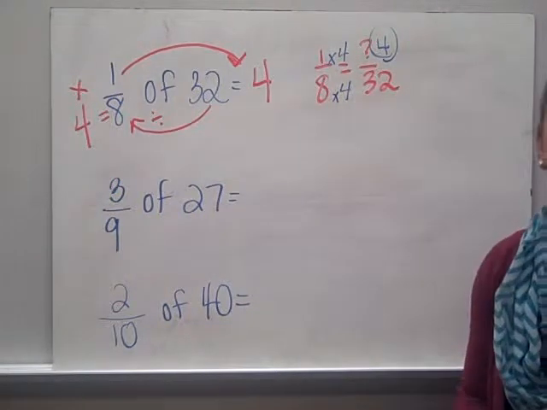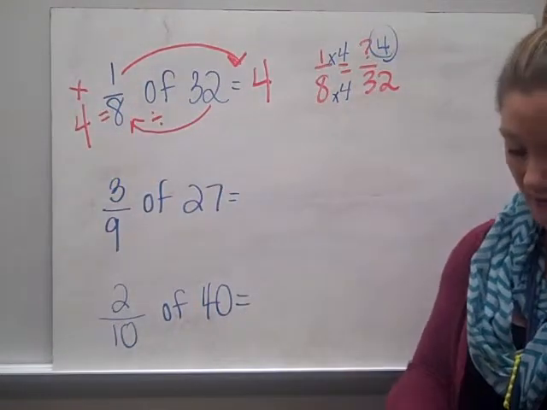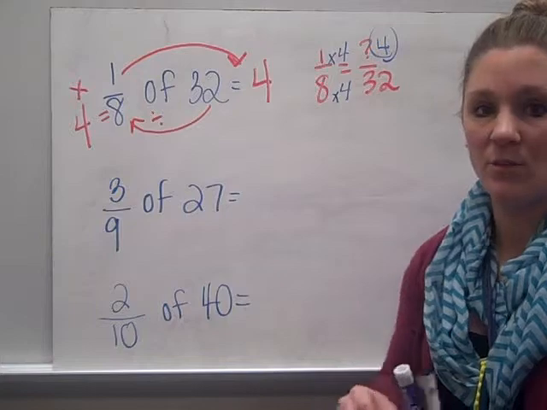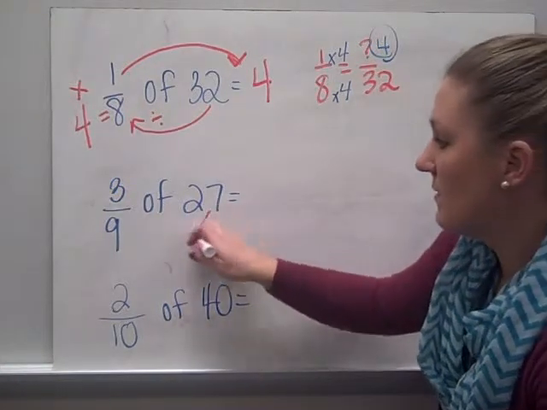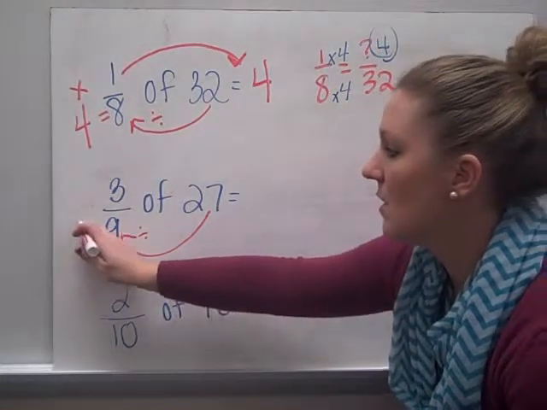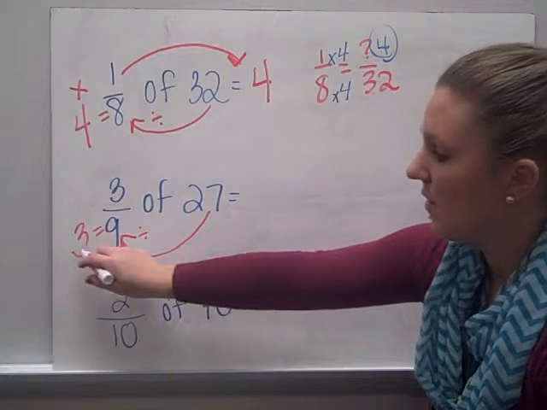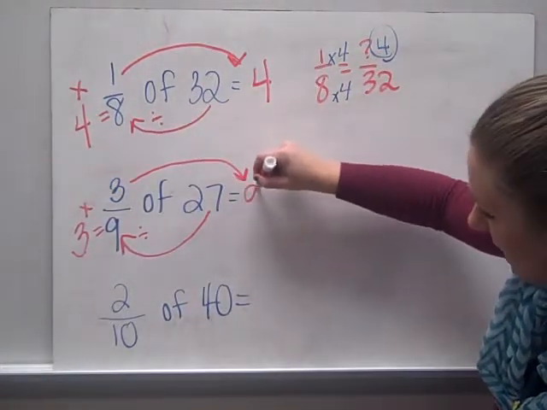Okay, what is 3/9 of 27? Now I have a numerator that's not 1. This is where multiplying by the numerator is very important. Okay, 27 divided by 9 equals 3. And then 3 times the numerator of 3 equals 9.